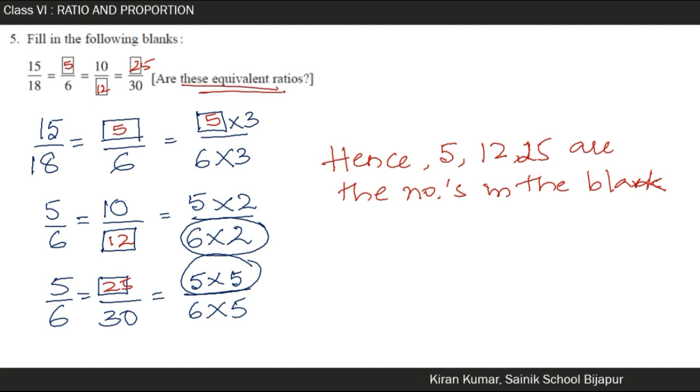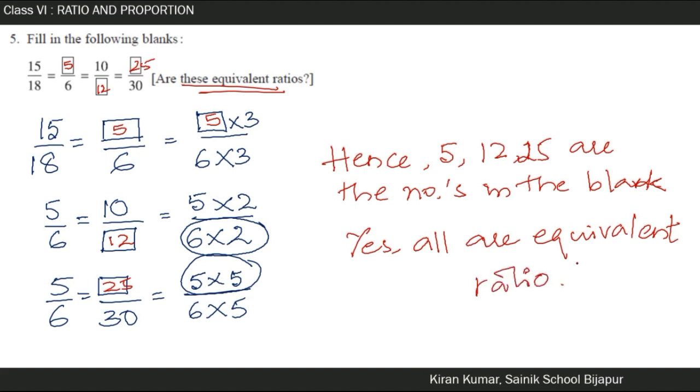Are these ratios equivalent? Yes, all are equivalent ratios. On simplification, we get the same number. We get 5 by 6 only on simplifying.